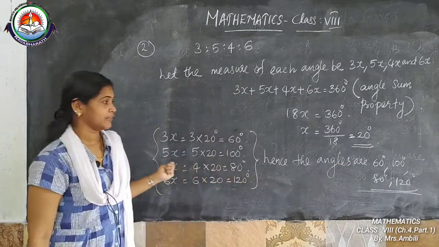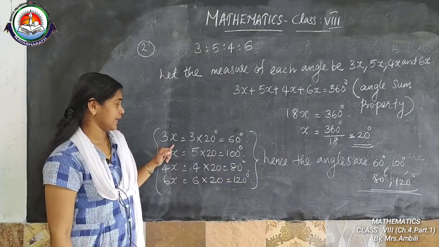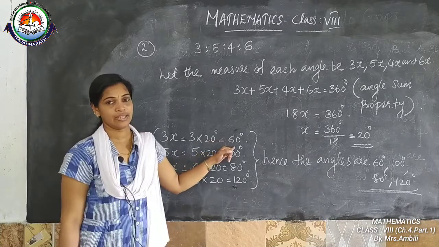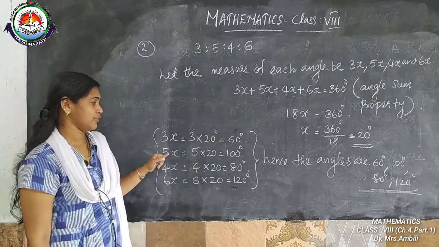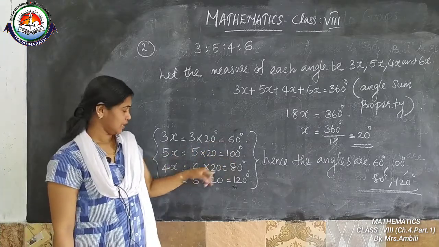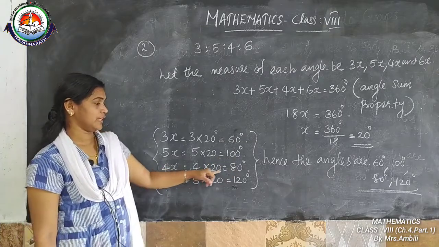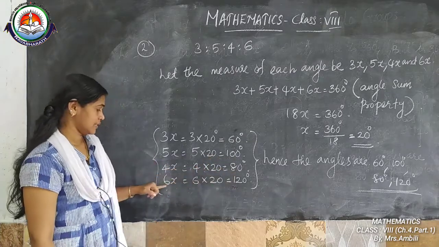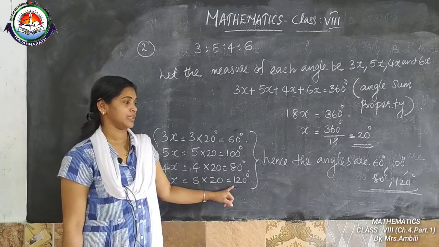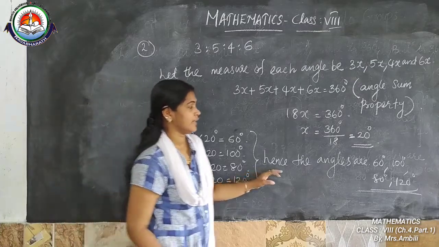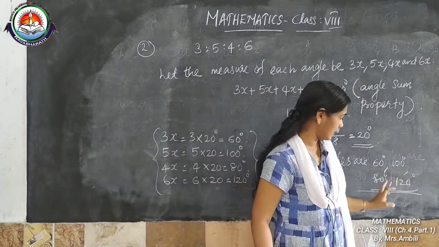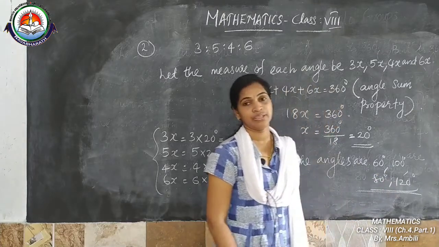Okay, then apply that value, that is 3x, 3 into x, 3 into 20, 60 degree. Next 5x, 5 into 20, 100 degree. Next 4x, 4 into 20, 80 degree. Next 6x, 6 into 20, 120 degree. Okay, so we will get the angles are 60 degree, 100 degree, 80 degree and 120 degree.